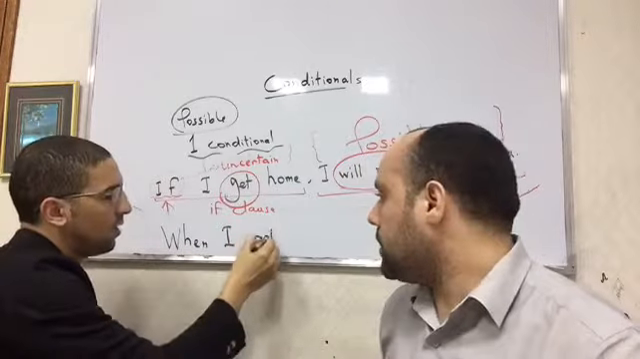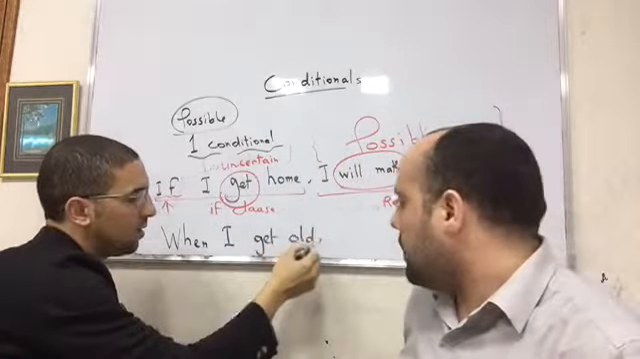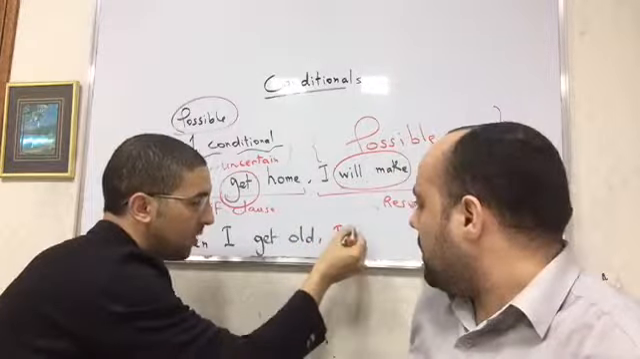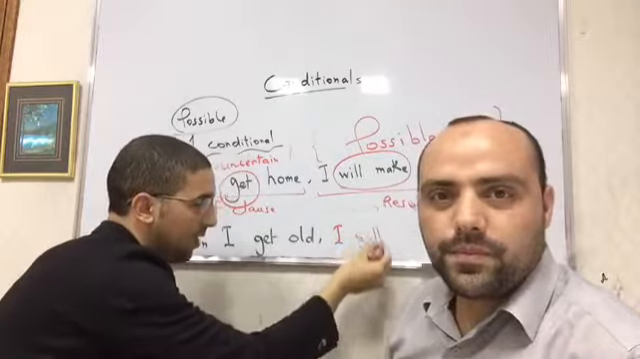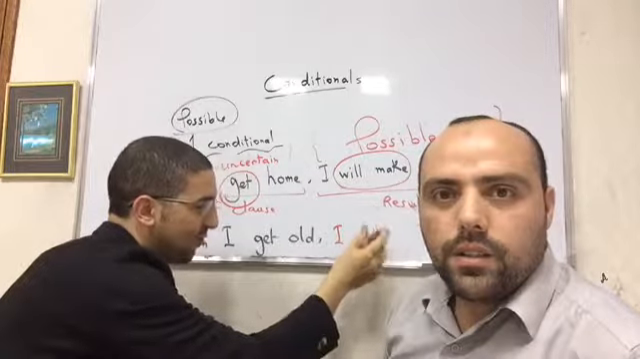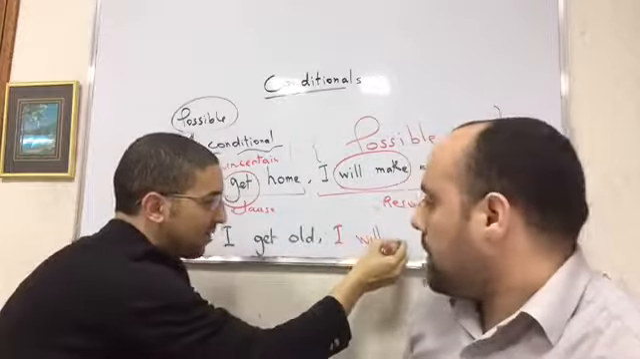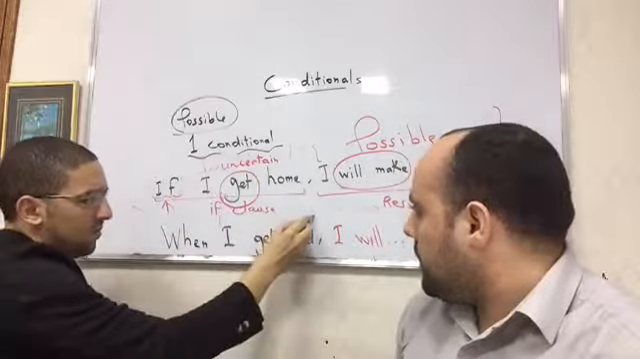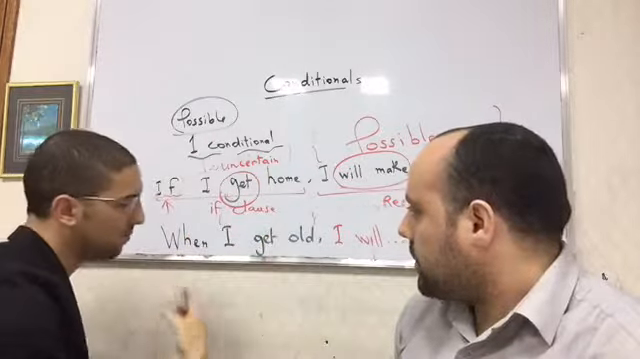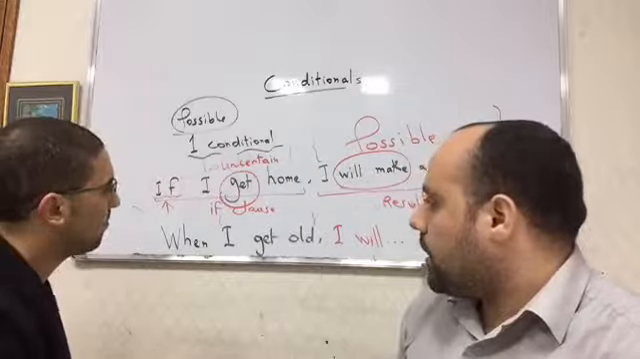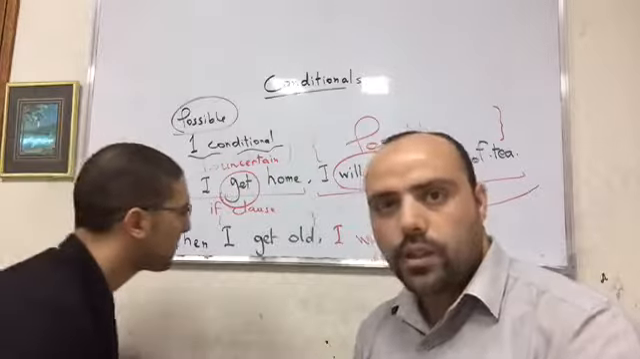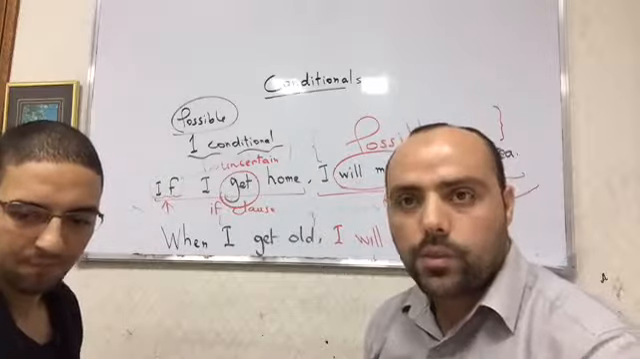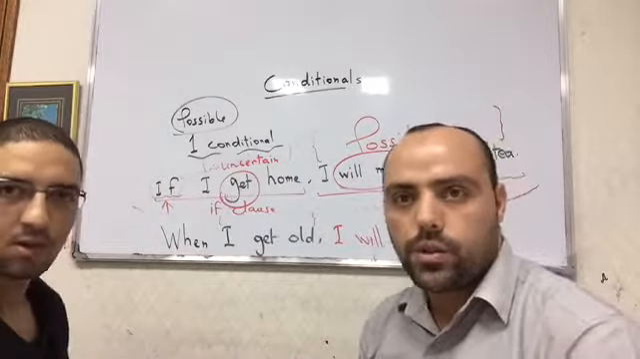For example, when I get old, I'll travel around the world, if I have the ability to do so. Now, you give us sentences beginning with "when I get old," because this is something that we're sure about. If you are 20, you can say that when I'm 28, when I'm 30, I will do so and so.